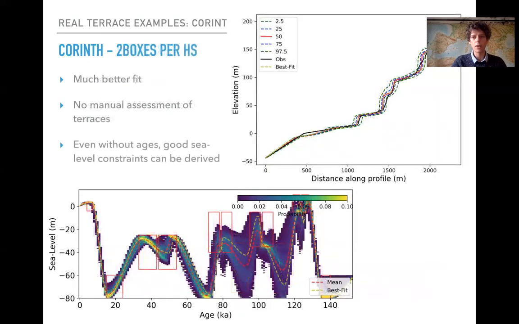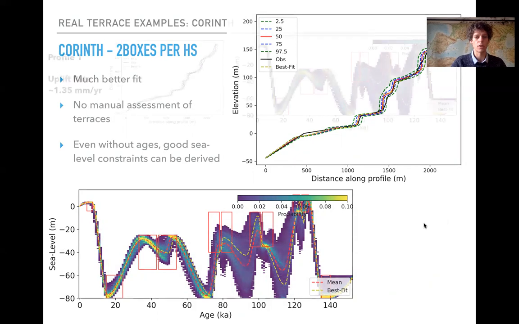So this is what we did, and you can see there's a much better fit in the way these terraces can be reconstructed. What is nice with this approach in general, there's no manual assessment of terraces, so it's quite objective in the way we are treating this topography. And also what is nice is that even without having much age constraints other than the MIS5E terrace, we can still get quite well constrained results, especially in this younger part, on which possibilities could have recreated this marine terrace sequence.